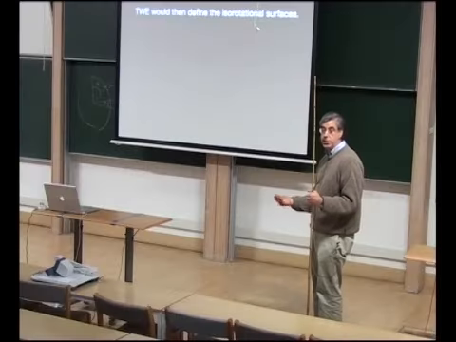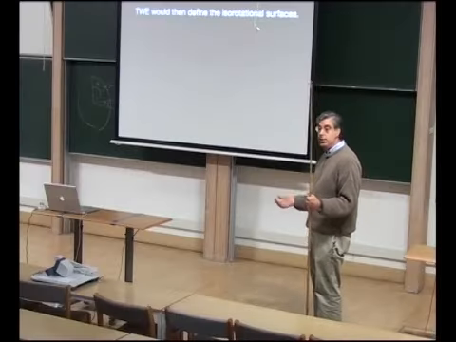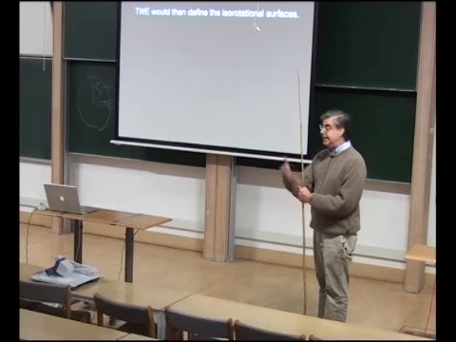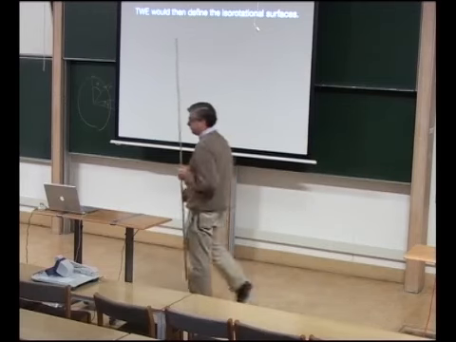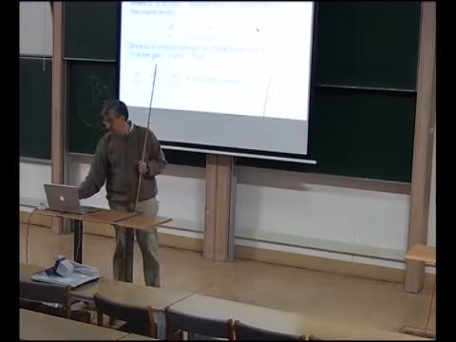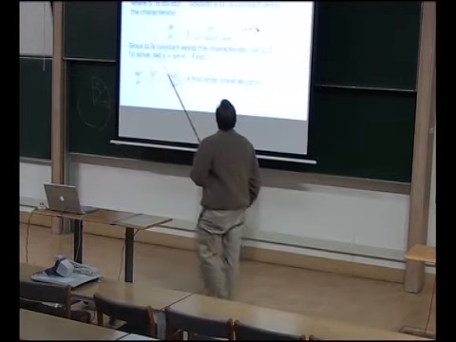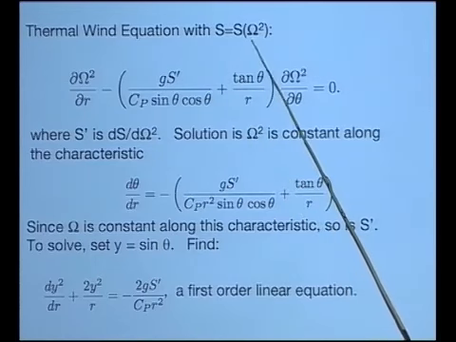Well, the nice thing that would happen under those circumstances is that the thermal wind equation would suddenly become a self-contained quasi-linear partial differential equation, the solution of which would essentially give us these isorotational surfaces.